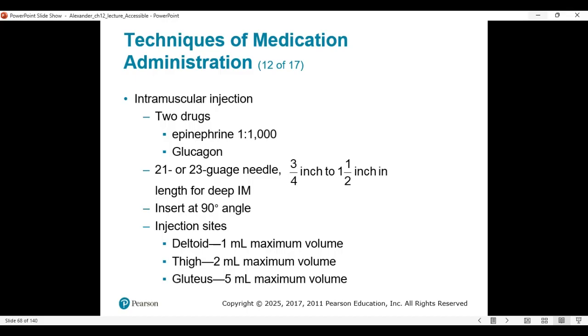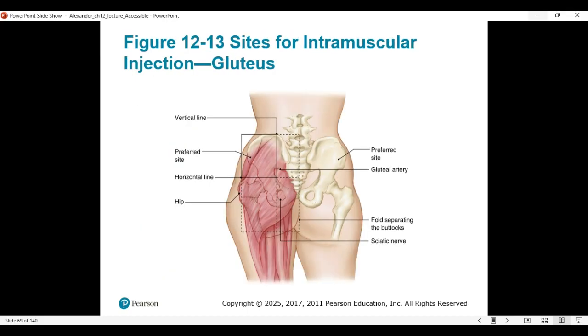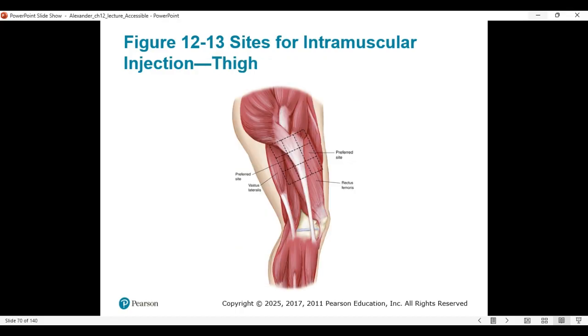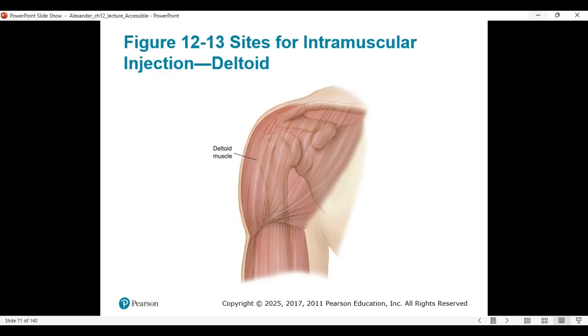The injection sites are going to be the deltoid, which has a 1 milliliter maximum volume. The thigh, where we can use up to 2 milliliters maximum volume, or the gluteus, or buttock, where 5 mL is our maximum volume. Sites for intramuscular: this is the gluteus, the upper thigh and the deltoid.